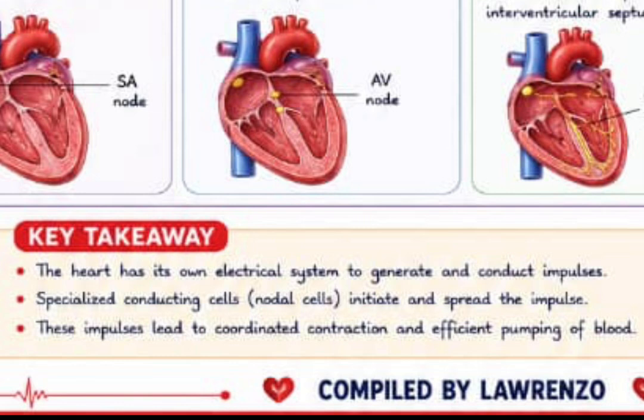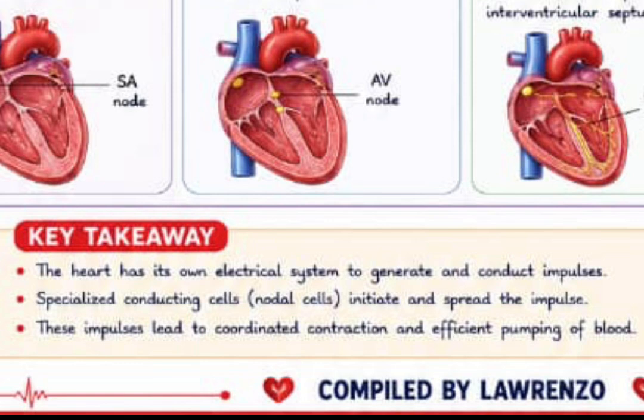So recapping a little bit, the heart has its own electrical system which generates and conducts impulses. And it has specialized conducting cells, which are called nodal cells. What do the nodal cells do? They initiate and spread impulses. And these impulses lead to a coordinated contraction and efficient pumping of blood.